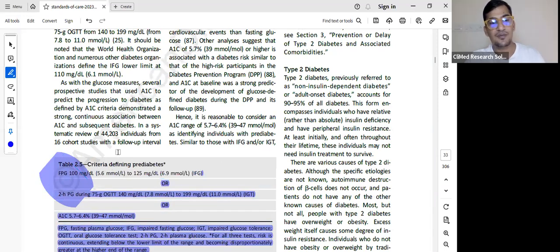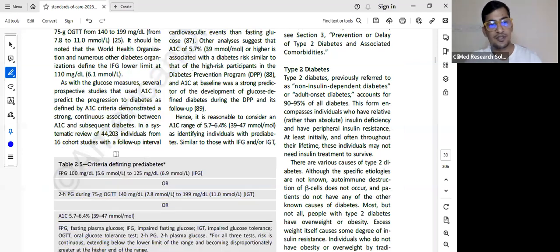FPG, what I've selected wrong. FPG 100 mg per dl to 125 is pre-diabetes. 2 hours PG 140, it is 140, not 180. 140 to 199, like less than 200, is for 2 hours PG. For HbA1c, it is 5.7 to 6.4. Previously, or in some other guidelines, it is 6.0 to 6.4 also. According to ADA guidelines, it is 5.7 to 6.4%, which is considered pre-diabetic.